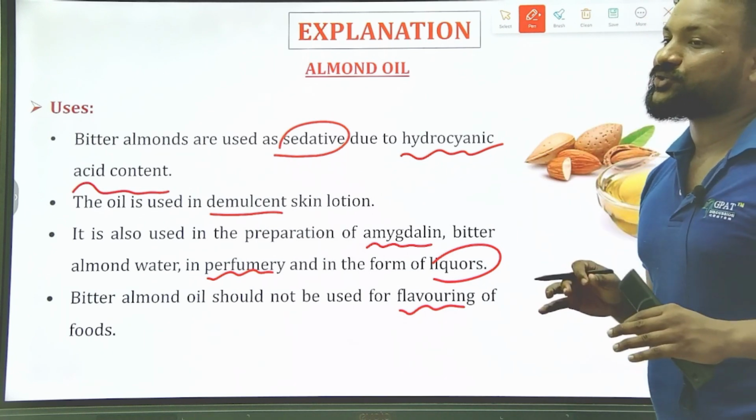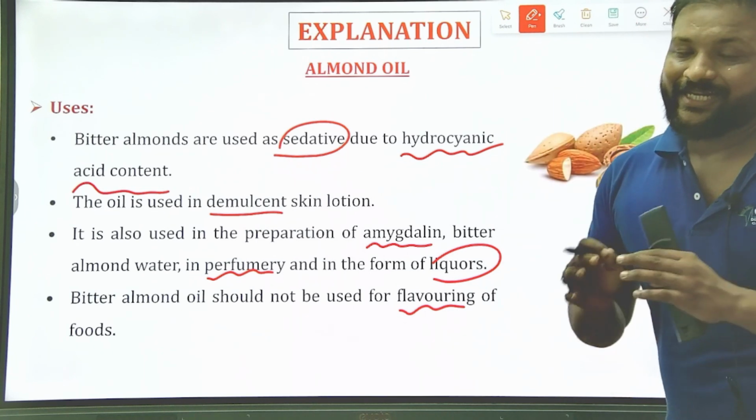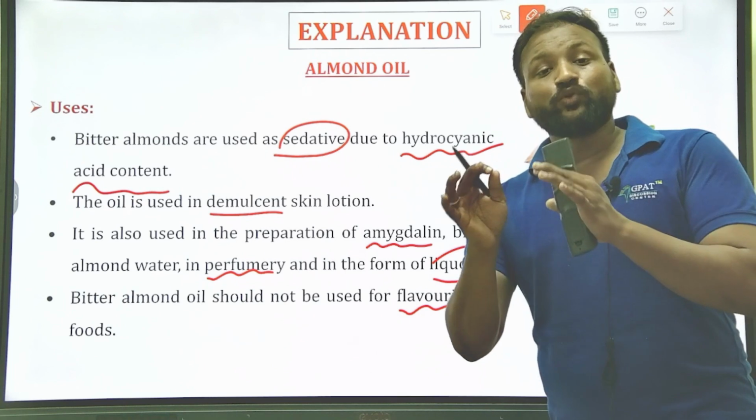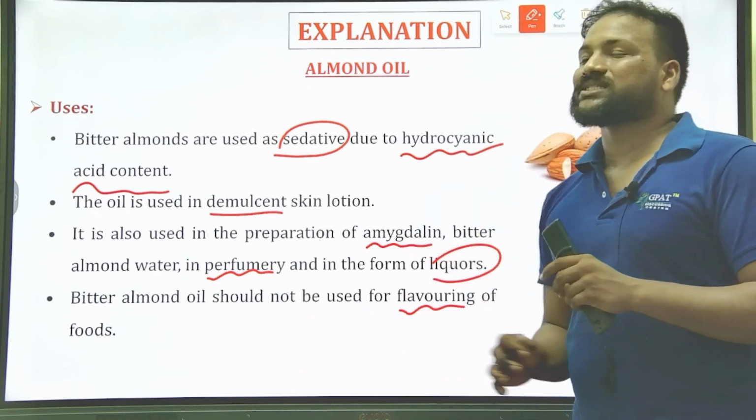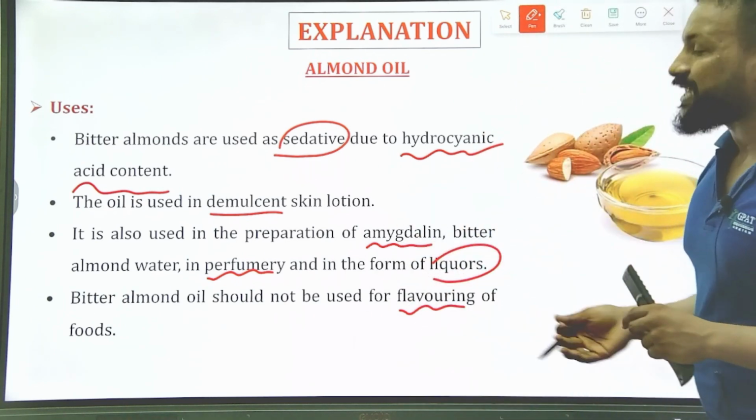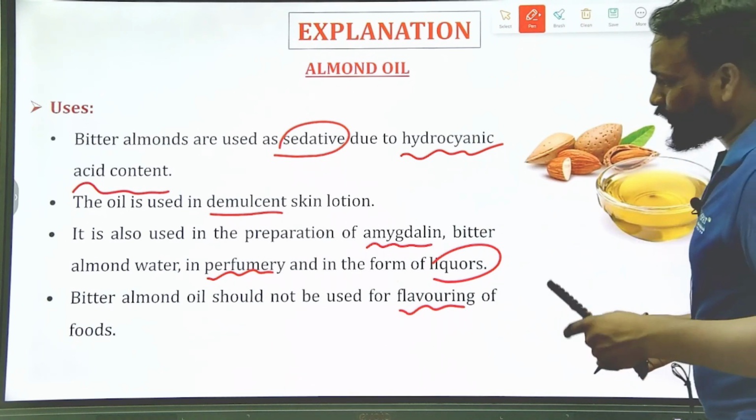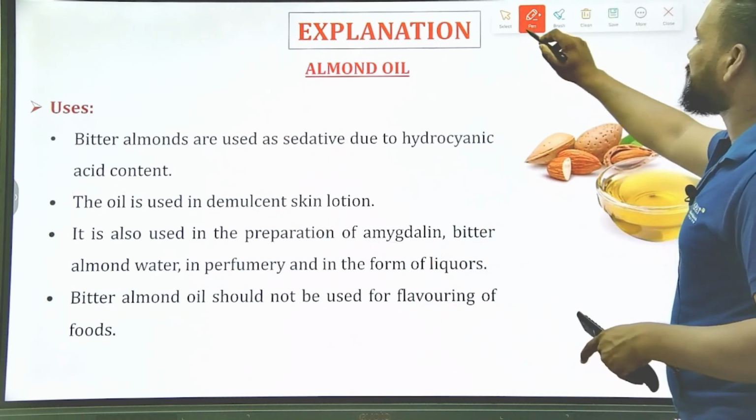It can be used in perfumery as well as skin lotions. But the sedative property in the bitter almond is due to the presence of hydrocyanic acid. So that's the right answer.